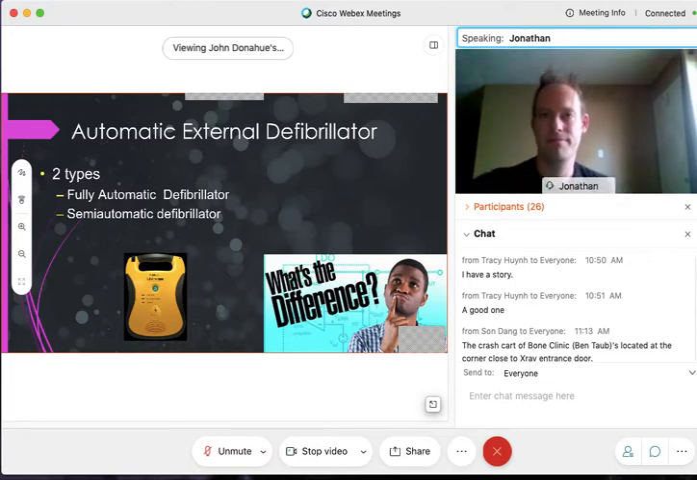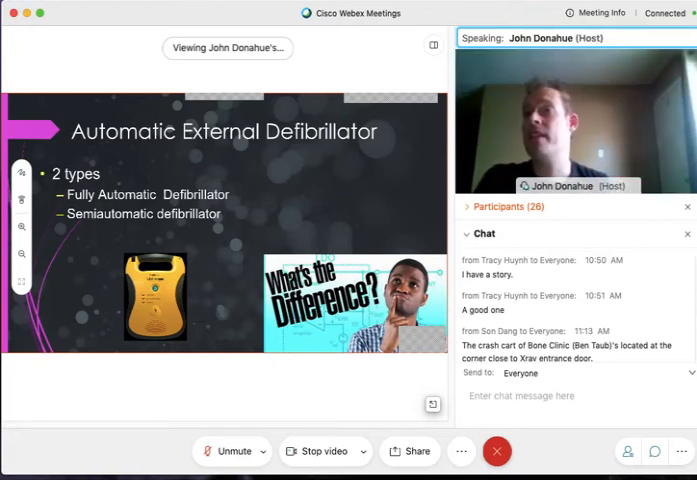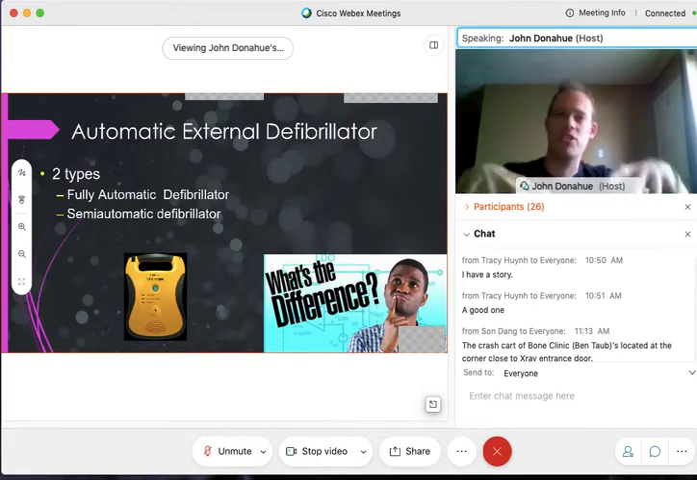Fully automatic reads the whole thing and does the shock for you, and semi will tell you, all right, it needs to be a shock, so you administer the shock. That is correct. So it's literally within the name of the equipment, guys. Fully automatic means it's completely self-reliant. It's going to do everything itself as far as reading, shocking, every part of it. It's going to tell you when to get your hands off the patient and stand back, so on and so forth.